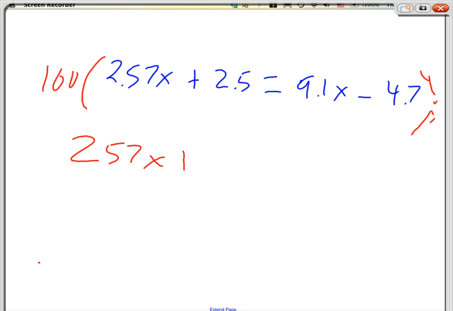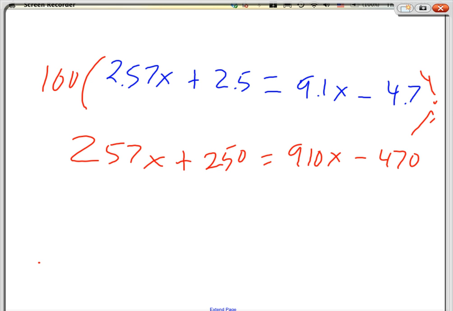257x, very good, plus 250 equals 910x minus 470. Question on that one? Okay, so you see the idea, right? Now I look at this and I'm not too thrilled yet, because I have my relatives, one living on the East Coast, one living on the West Coast. Don't like that. I want them to be reunited. If you notice, variables are on each side, and that's not a good idea. Remember, I want all variables to one side.